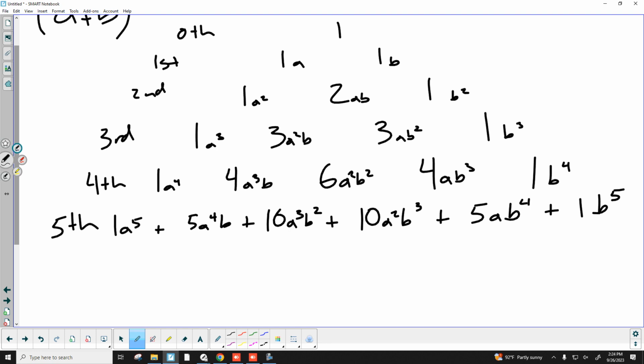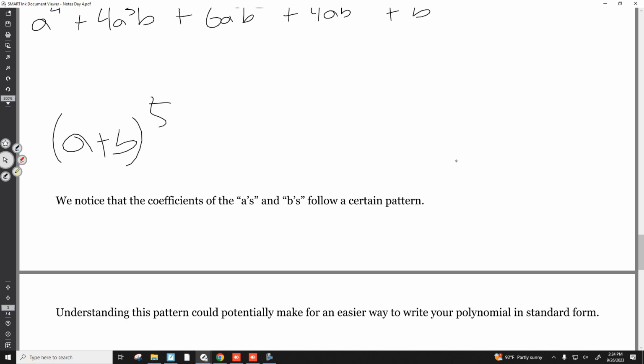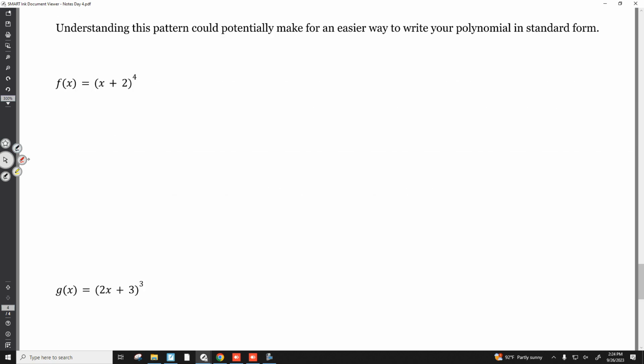You need the triangle. The triangle needs to be there, but once you have the triangle, you have what you need. For example, x plus 2 to the fourth. Well, I'm going to have my triangle.